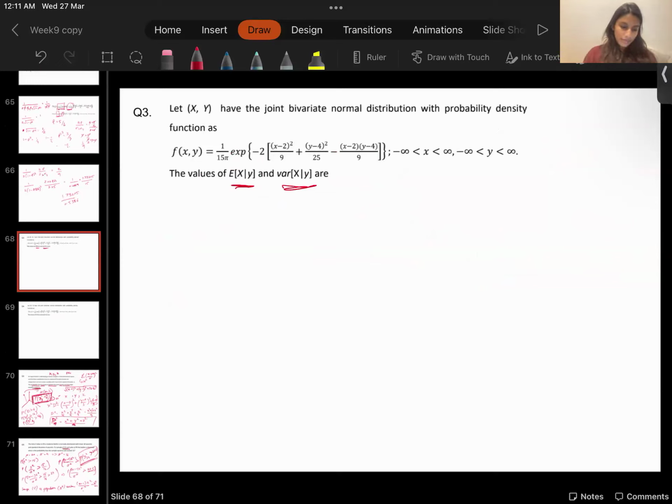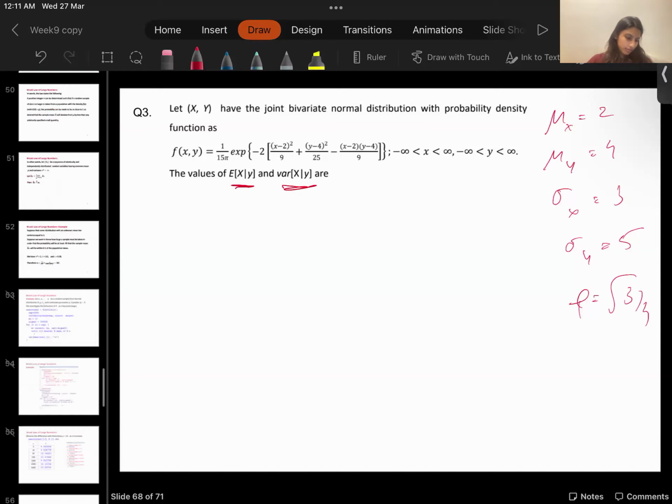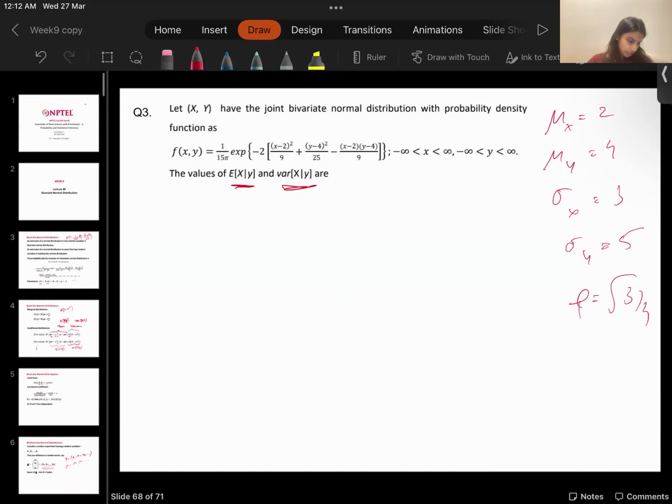So the parameters we have are mu x is 2, mu y is equal to 4, sigma x is equal to 3, sigma y is equal to 5, rho is equal to square root of 3 by 4. So if you want to calculate the expectation of y, you need to substitute this.